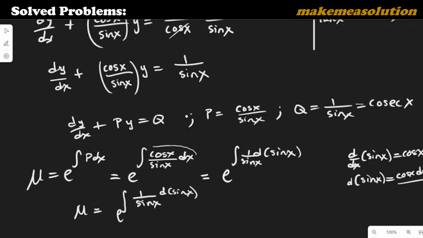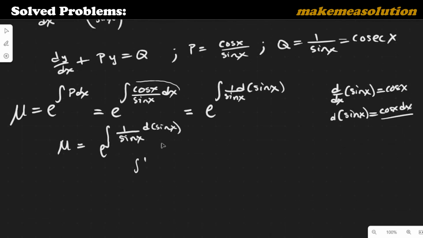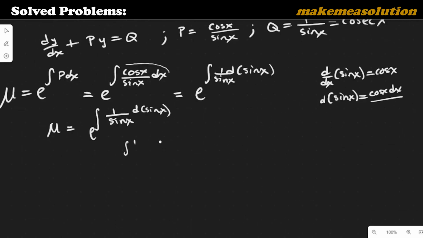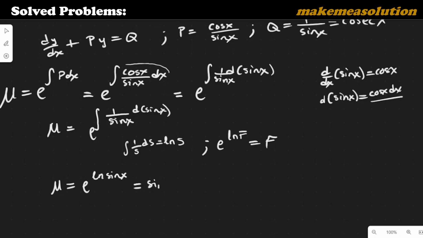So remember our trick. Our trick is integral of 1 over something d something is equal to ln of that thing, right? So our mu is equal to exponential integral of 1 over sin x d sin x, which is ln sin x. And we also have to remember that exponential ln f is equal to f. So exponential ln sin x evaluates to sin x. So this is our integration factor.